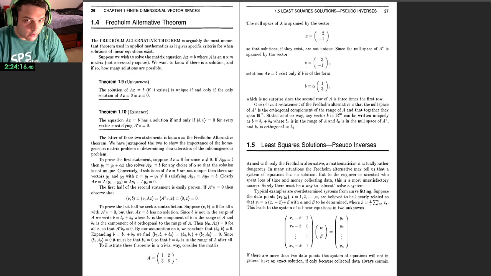So it looks like actually in my book that 1.9 and 1.10 are swapped. Ax equals 0 for some x not equal to 0. If x0 satisfies Ax0 equals b, then x1 equals x0 plus a multiplier times x, which satisfies Ax1 equals b.